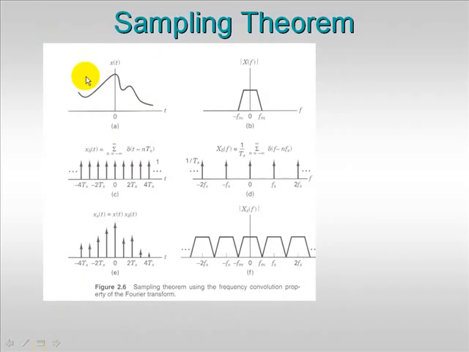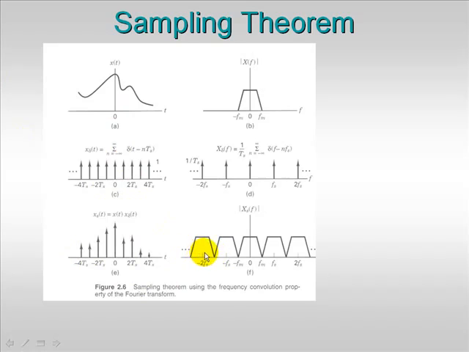Okay, right here we have x of t, and the corresponding Fourier transform is X of f. We have the sampling as consisting of an impulse train, and the Fourier transform is another impulse train in the frequency domain. And the resulting sampled signal, you can see here, comes from multiplying x of t with this impulse train right here. Okay, so what's the Fourier transform of this?